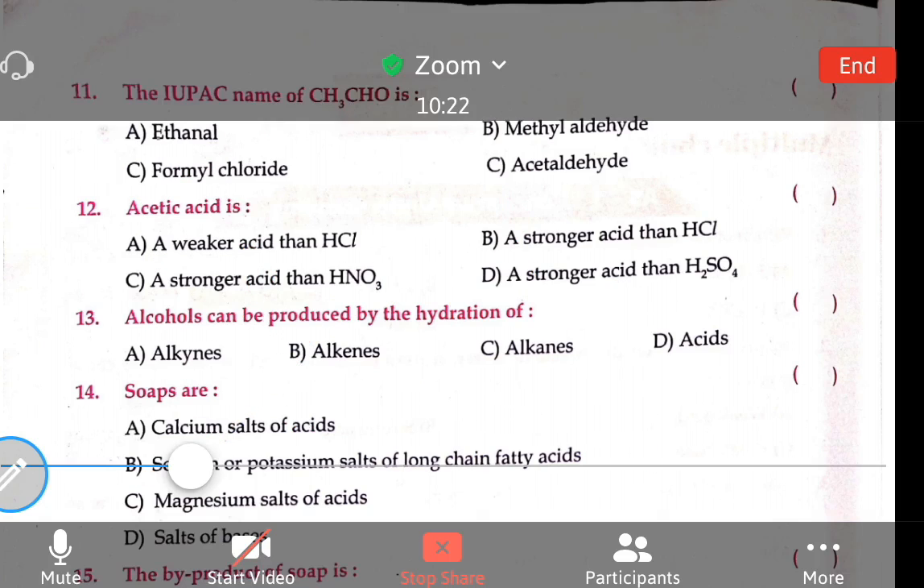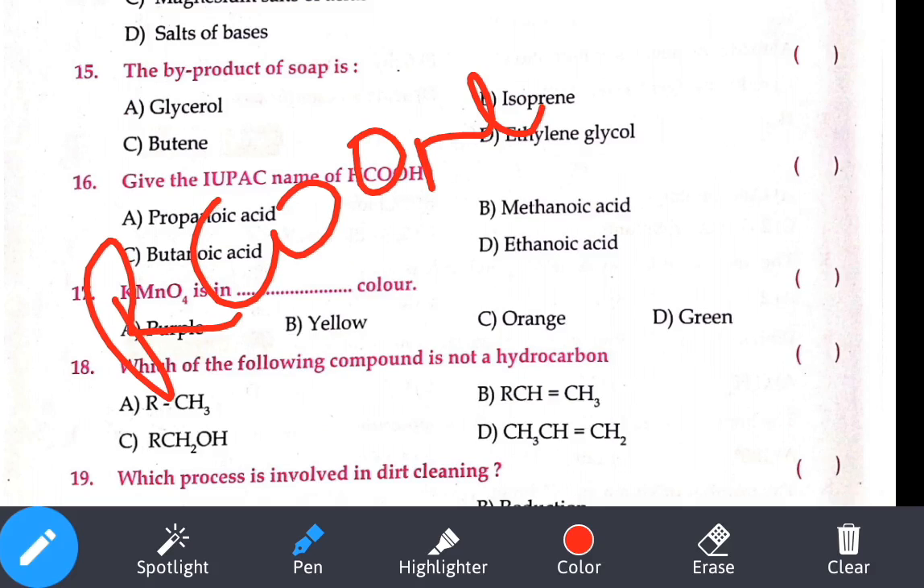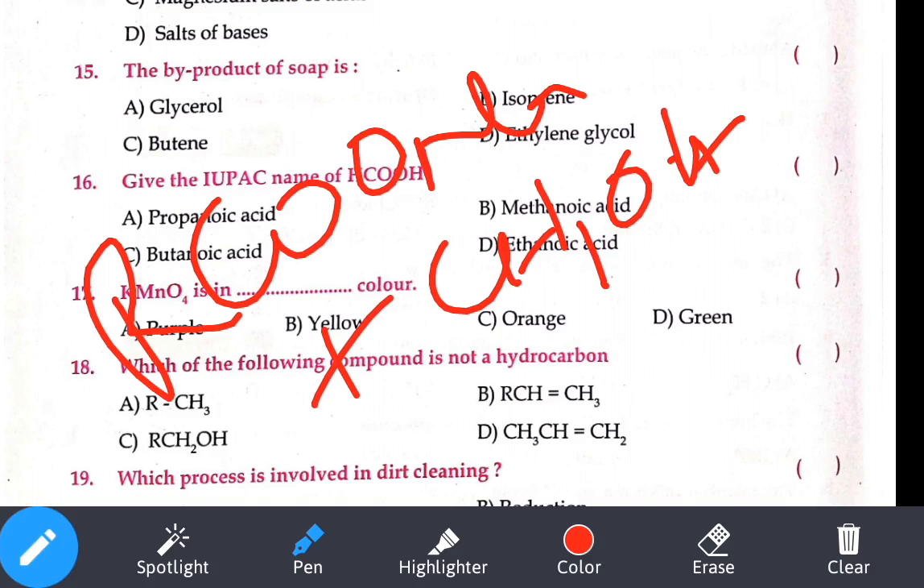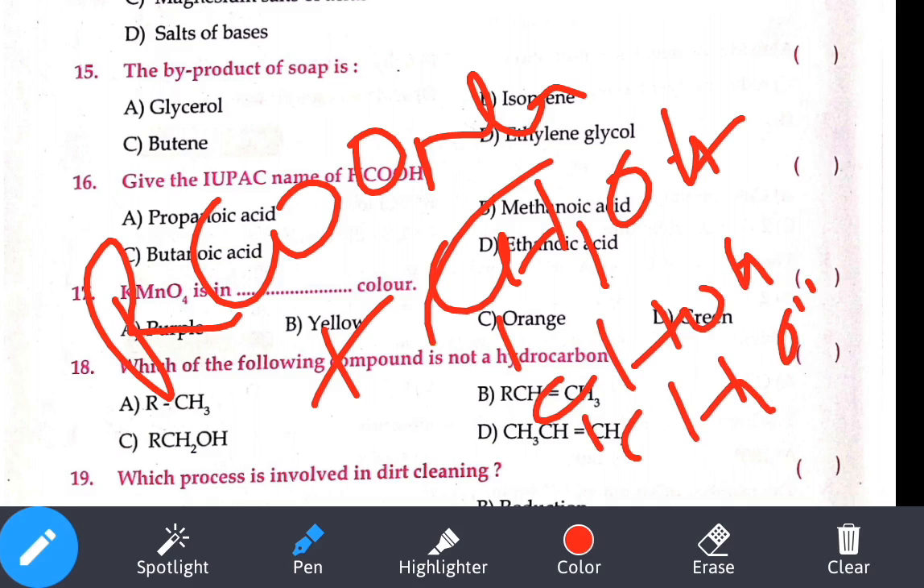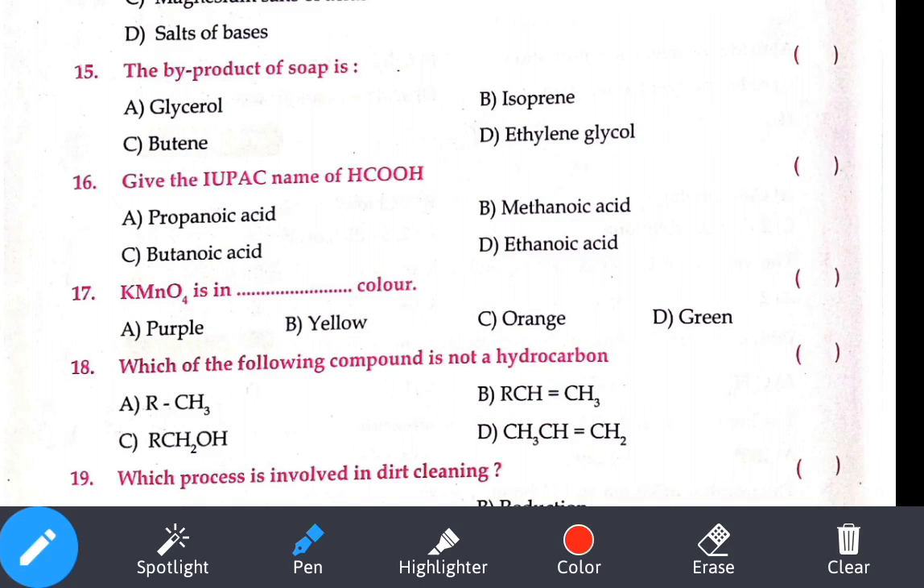Option number B. 15th question. The byproduct of soap: along with the soap, what is the other thing we'll get? We'll get CH2OH, CHOH, CH2OH. So this is called our glycerol. Glycerol. So what is the answer? Glycerol.